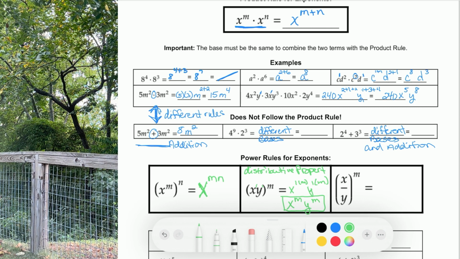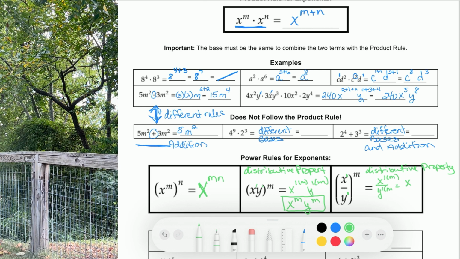The next one has x over y in a fraction form to the power of m. We're still going to use that distributive property. And we're going to distribute to everything in that parentheses. So again, we have an x to the power of 1 and a y to the power of 1. So I'm going to write that out. X 1 times m over y 1 times m. And we get x m over y m. And that is the final answer of that rule. But I wanted to show you the in-between so you can see how I got there. And use that as your pattern going forward.